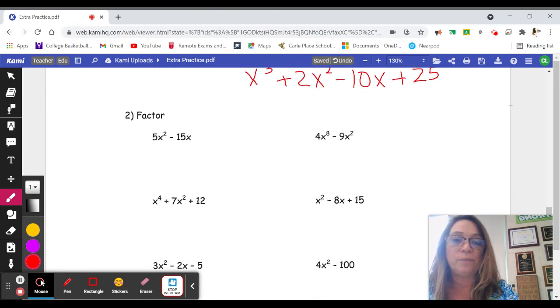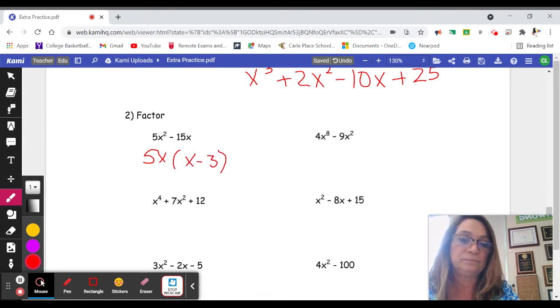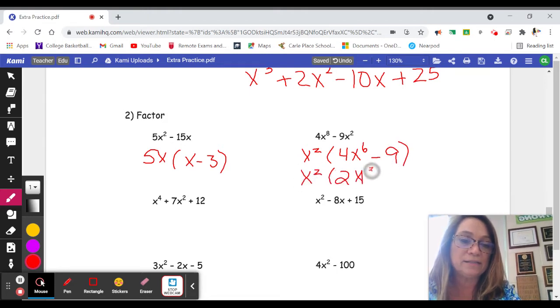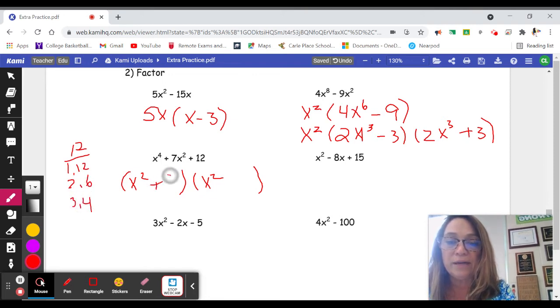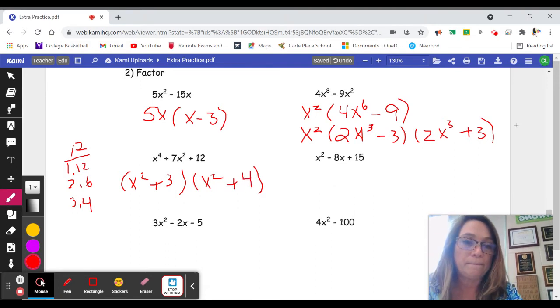Okay, factor. So I'm going to use a GCF. So I pull out the 5x, and what's left is x subtract 3. I'm going to pull out the x squared. What's left is 4x to the 6th minus 9. That's the difference of two squares. So 2x to the third minus 3, 2x to the third plus 3. Difference of two squares. So x squared goes in both. And now factors of 12, so 1 and 12, 2 and 6, or 3 and 4. I'm going to use 3 and 4. Okay.